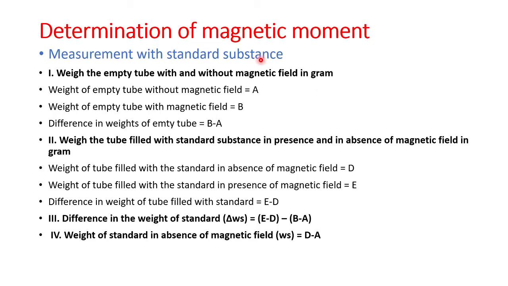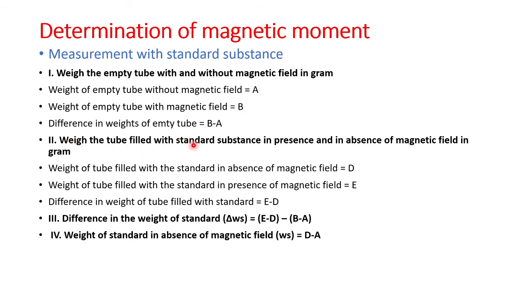So let's start. We determine the magnetic moment or the magnetic susceptibility. First we take the measurement with the standard substance, meaning one whose magnetic susceptibility is already known. First weigh the empty tube, without the sample in it, with and without the magnetic field in grams. The weight of the empty tube without magnetic field is A, and with magnetic field is B. Then the difference in weight of the empty tube is B minus A.